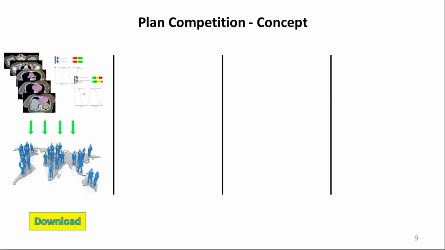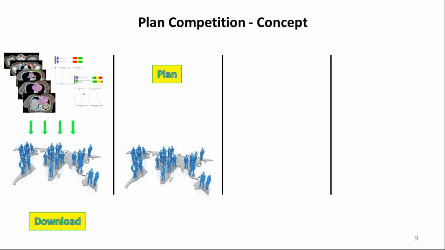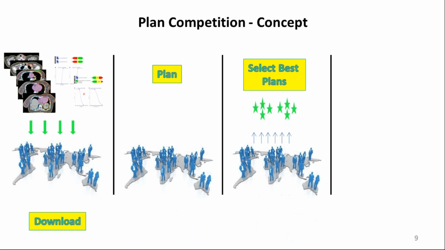Now I'll be talking about the plan competition concept. We will have a data set package that will include the CT structure as well as the dosimetric criteria, and then we will announce it on our website. Planners worldwide will download this data set, and then they will start planning, and after that they will upload their plans to our website, and then we will evaluate these plans and select the best plans.